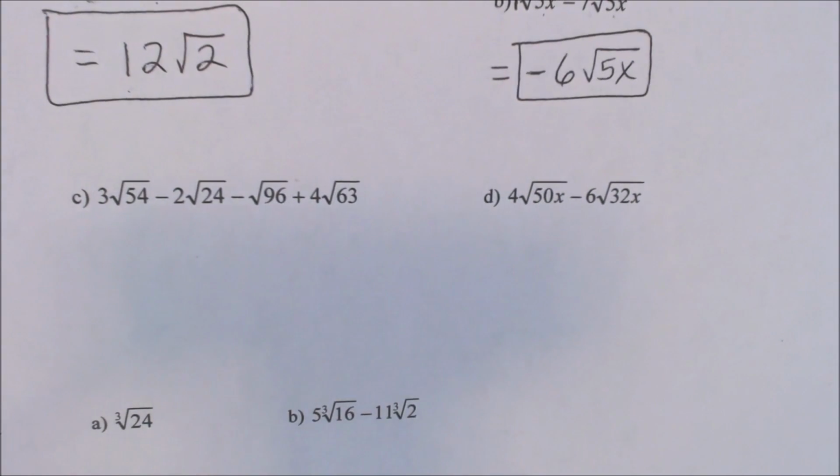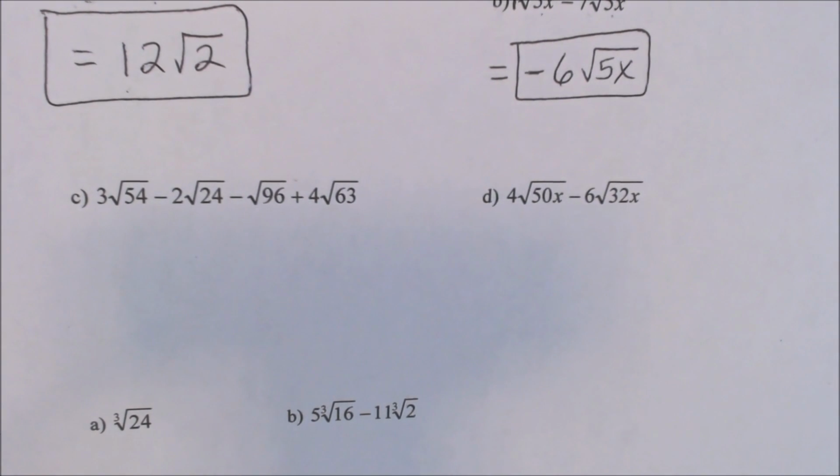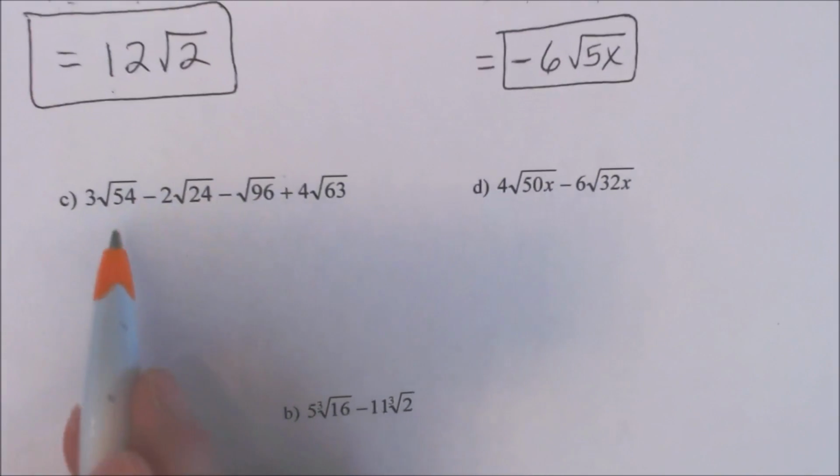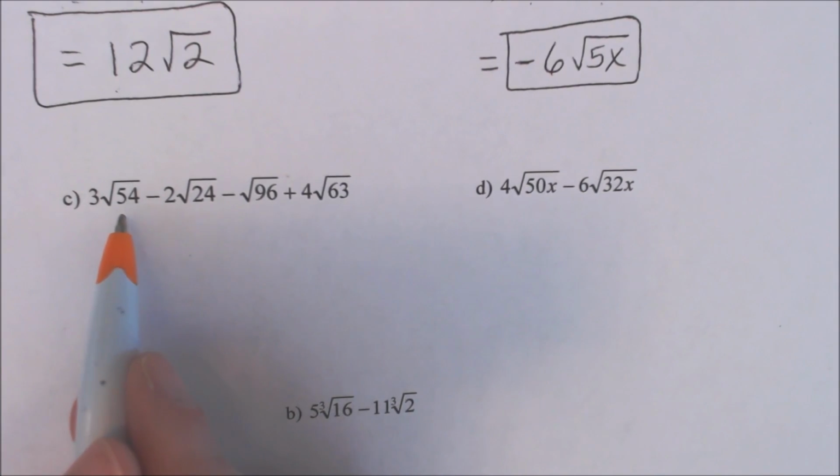Notice in letter C, it's not quite as straightforward. We're adding and subtracting, but these are not like terms. However, you might notice they can all be simplified. So let's go through and simplify each term and see if we have any like terms we can combine at the end. So let's start with the square root of 54.